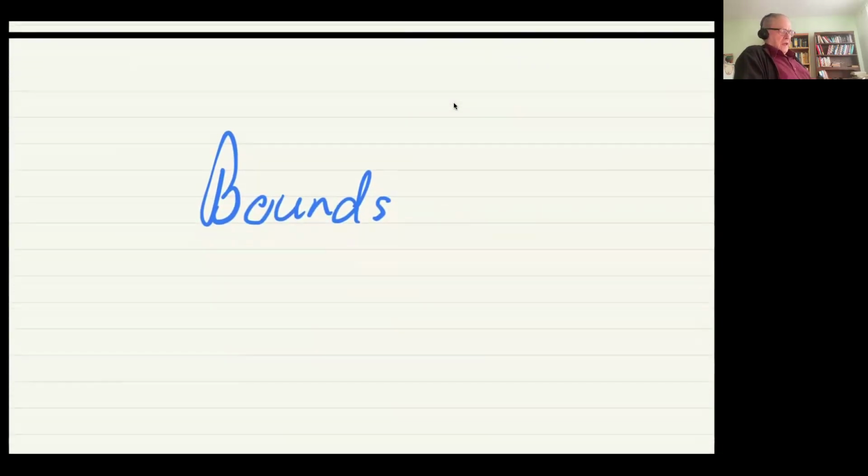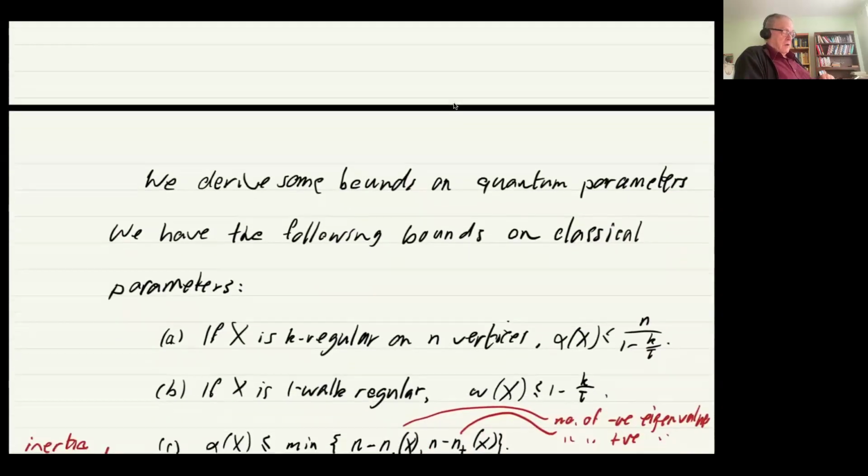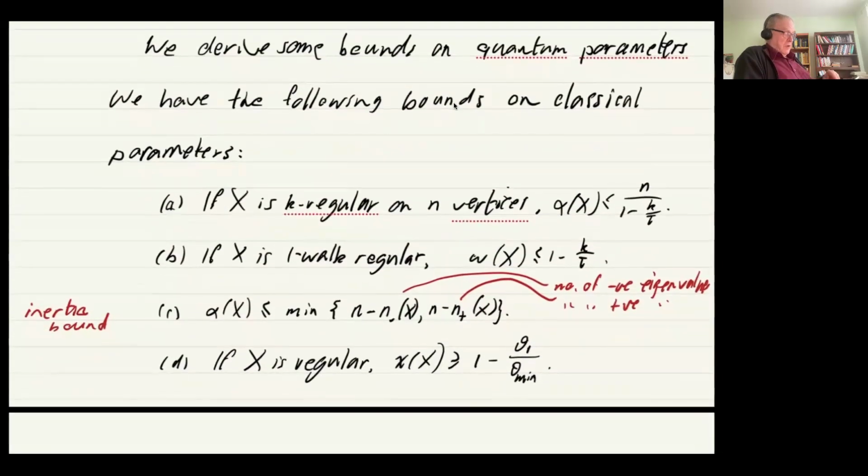Now, so the next step. Well, still, we'd like to get more information about when these two parameters, the chromatic number and the quantum chromatic number, differ. And to do that, we want to have some bounds on the parameters of interest. What I've got here is a list of some bounds on classical parameters. So there's no Q inside at this point.